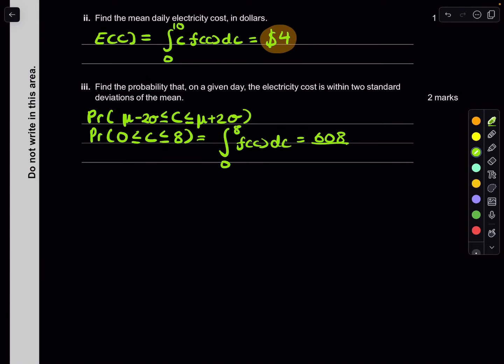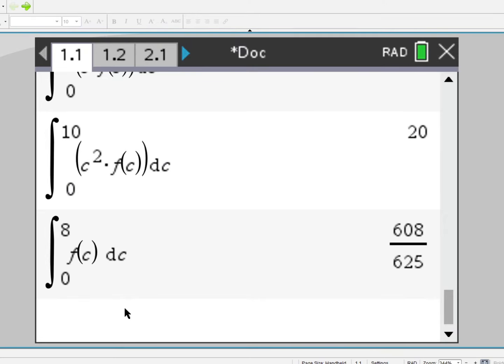608, all being divided by 625. Beautiful. Now, let's go back to the CAS. Now, if I press Control Enter, it should be approximately around 0.95. That's what that expression should be around.